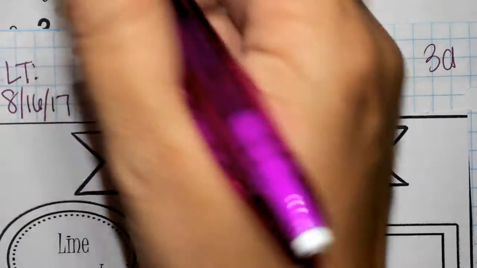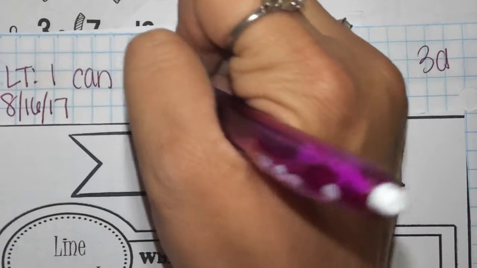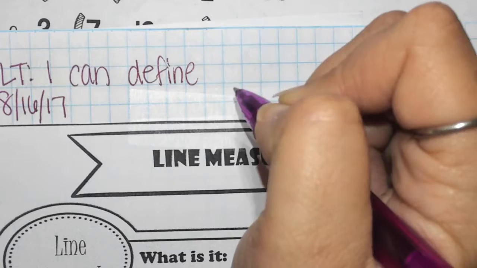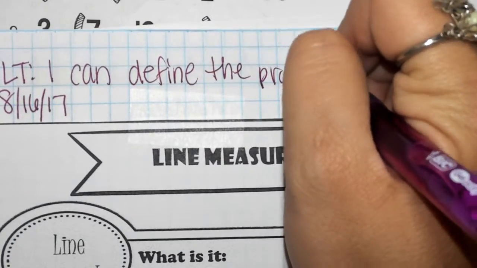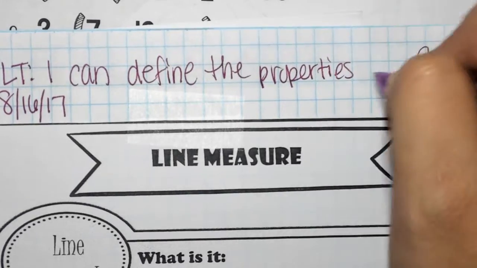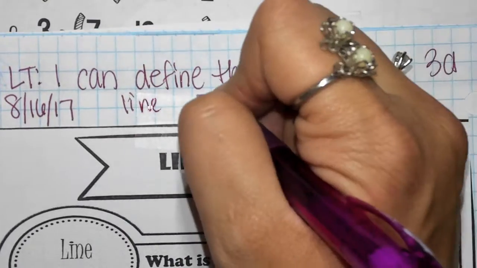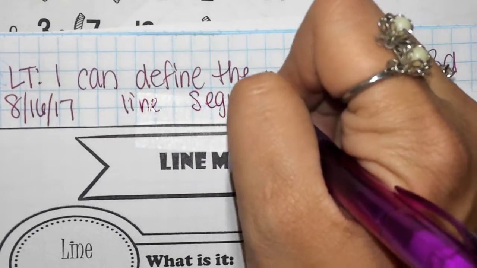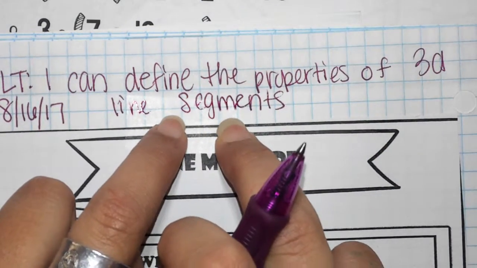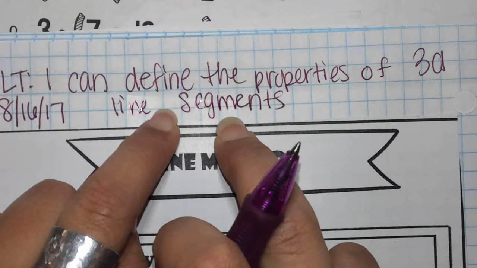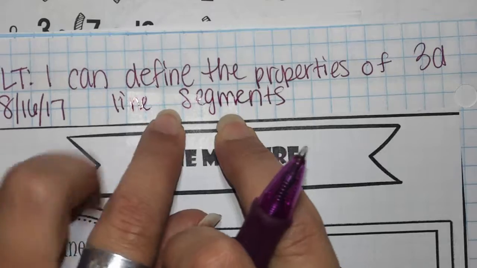Our learning target is super fancy today. It says, I can define the properties of line segments. And it's shining because I wrote on the tape, so I'm trying to hold it down so you can see. I can define the properties of line segments.